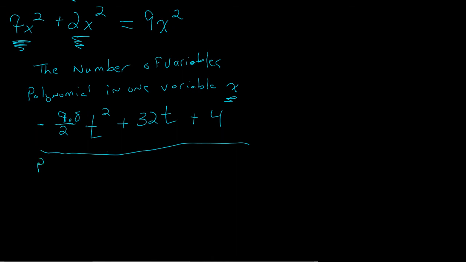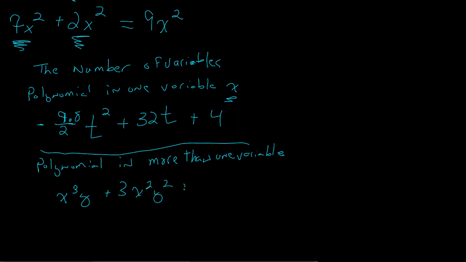And we can have a polynomial in more than one variable. So I could have x cubed y plus 3x squared y squared plus 4xy cubed, and this is a polynomial in two variables, x and y.